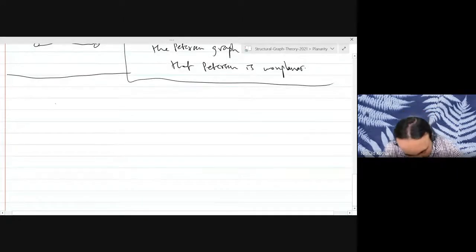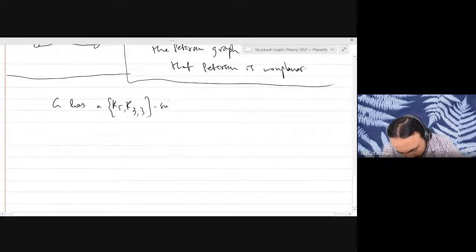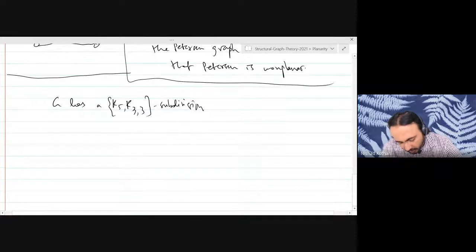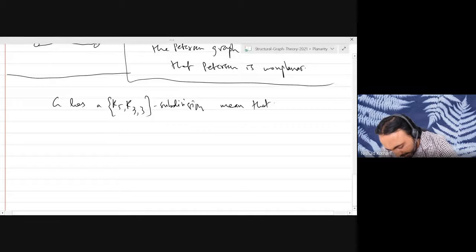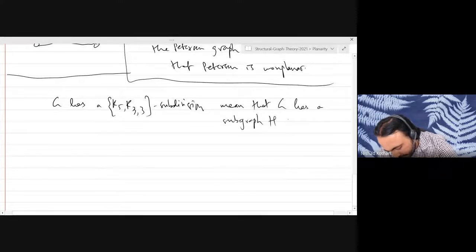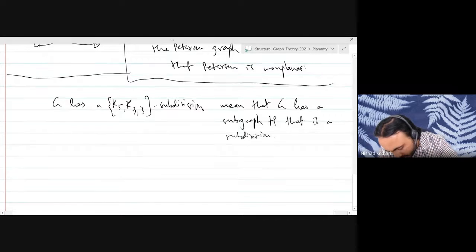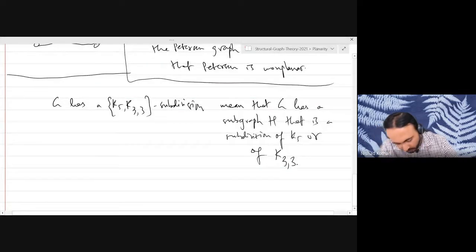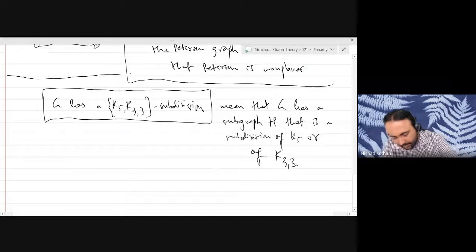I will also say G has a K5 or K33 subdivision to mean that G has a subgraph H that is a subdivision of K5 or K33. In order to simplify our life, I will often just say that it has a K5 or K33 subdivision.